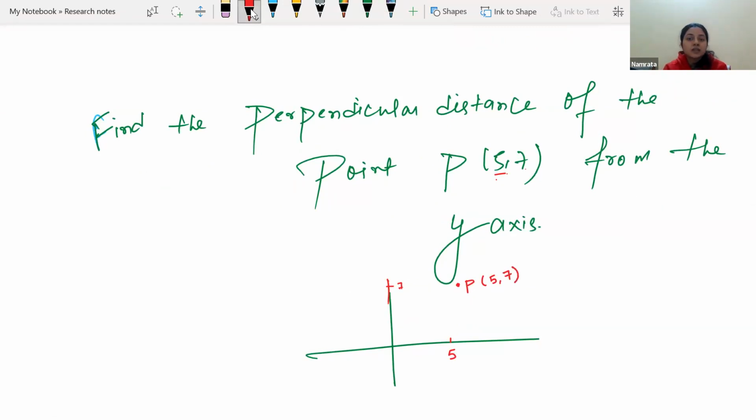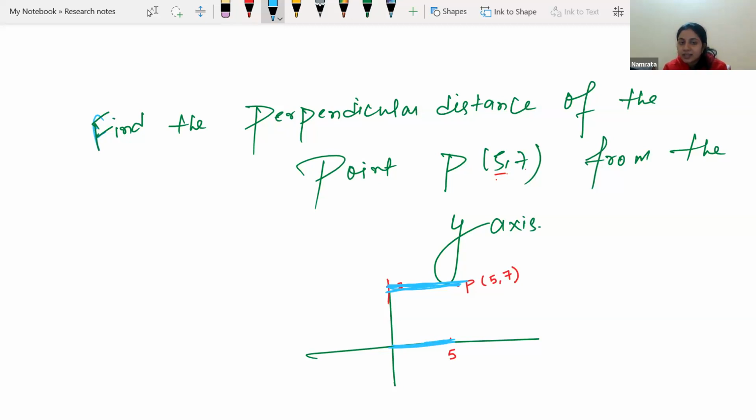Now we have to find the perpendicular distance of this point from the y-axis. Let's drop the perpendicular on the y-axis. This will be the perpendicular on the y-axis. What is this distance? Can I say this distance and this distance are exactly the same? Can we say that the distance above and the distance below will be exactly the same?